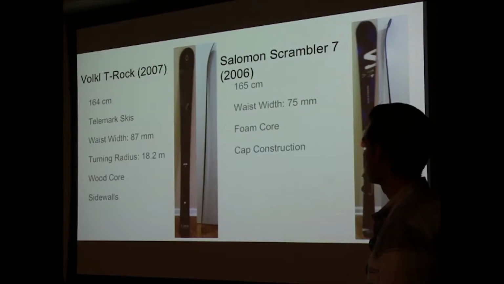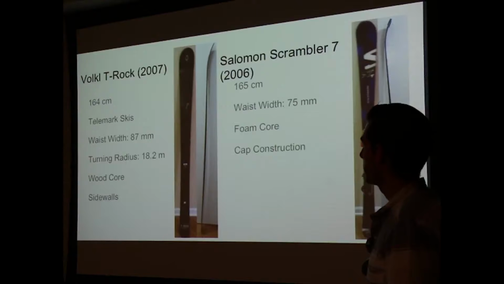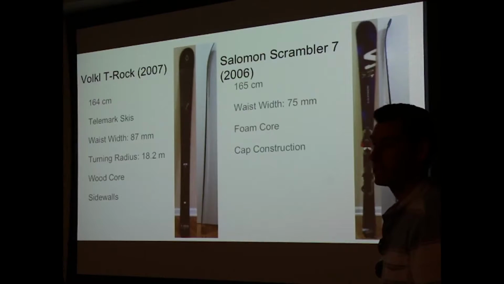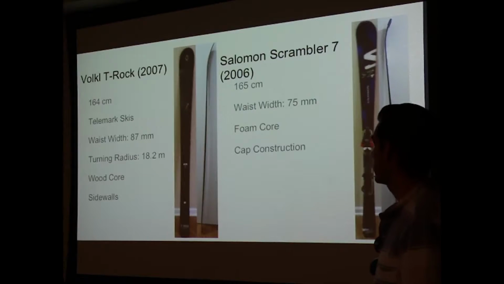So here are the skis that I tested. We got the Volkl T-Rock. It's 164 centimeters. It's actually a telemark ski, so it's naturally lighter than a lot of other skis. Telemark skis are always lighter and more flexible. It's a waist width of 87 millimeters, so it's just into the all-mountain range.